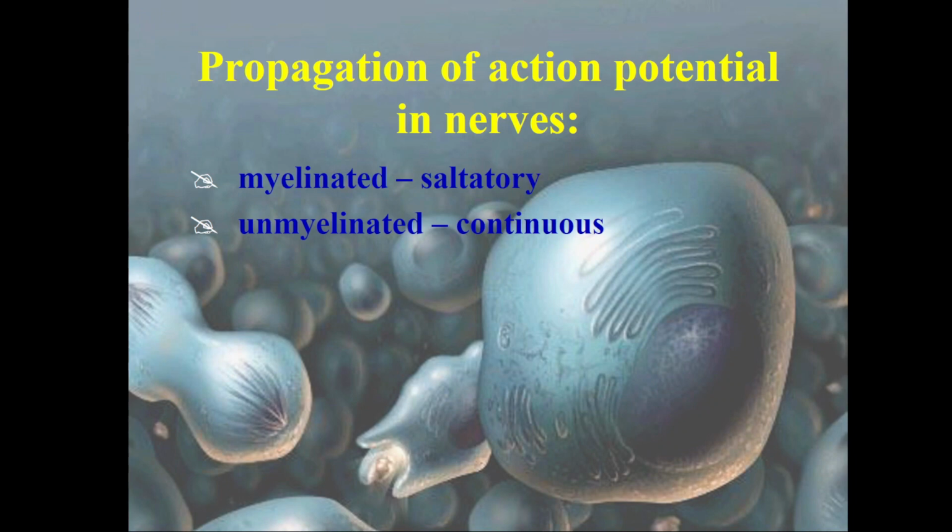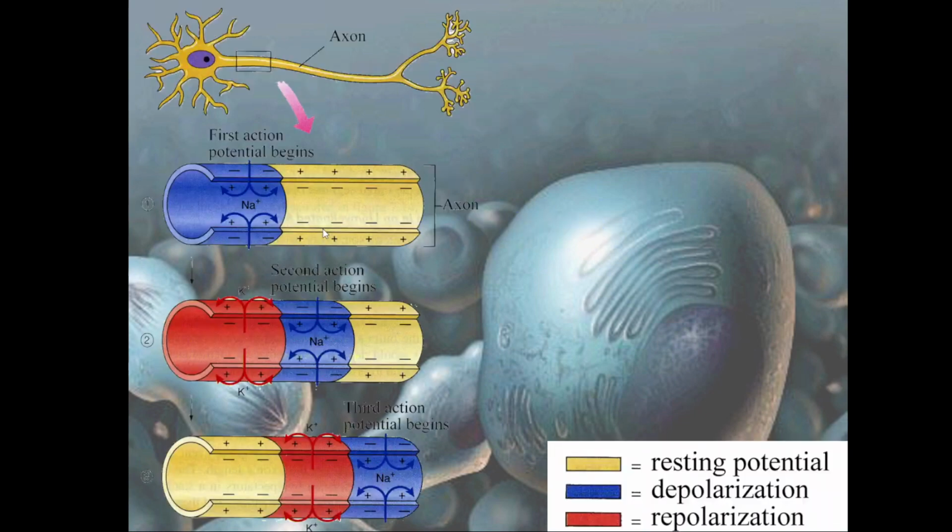Now look, the myelinated nerve fibers will show so-called saltatory conduction, while unmyelinated nerve fibers will exhibit so-called continuous propagation. These are just the names of the types, the mechanisms of nerve impulse propagation by myelinated and by unmyelinated fibers. Saltatory conduction in myelinated and continuous propagation in unmyelinated fibers.